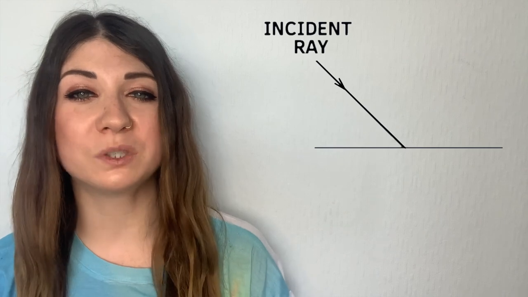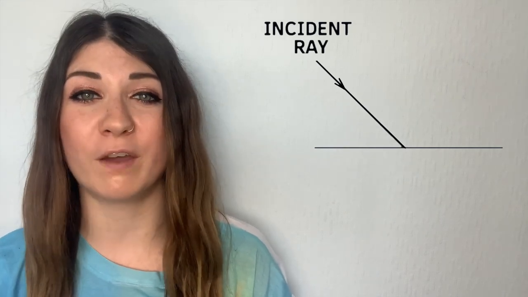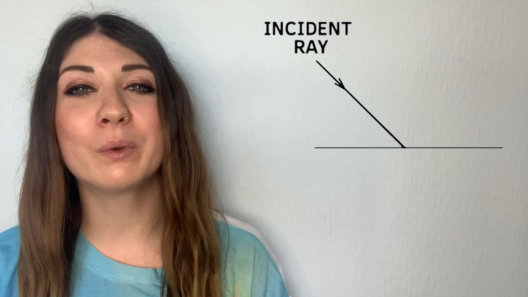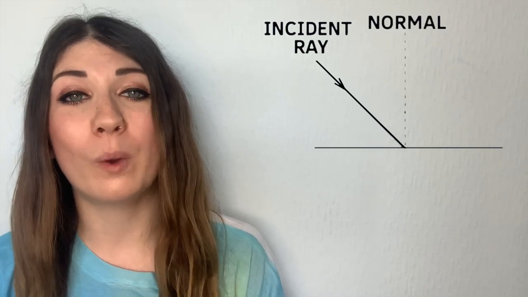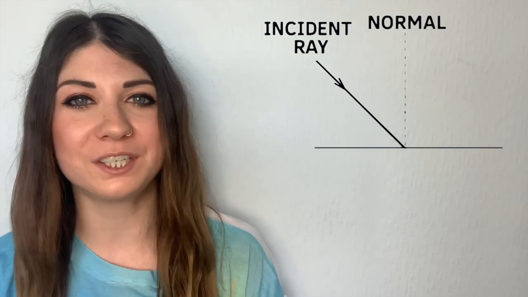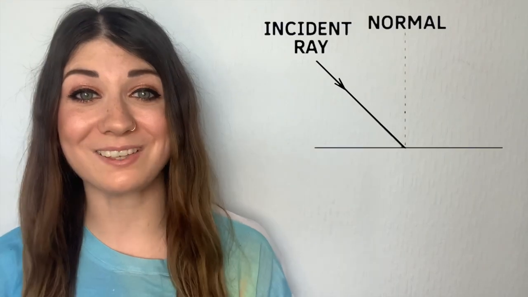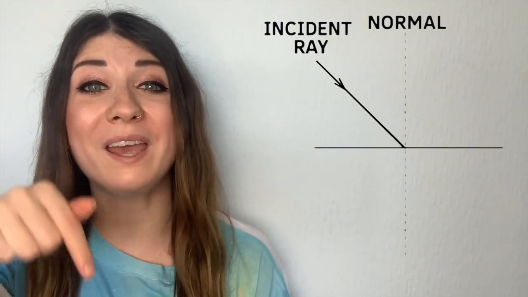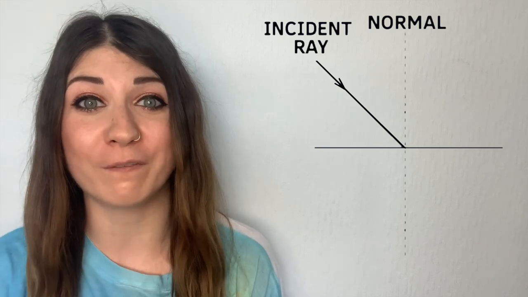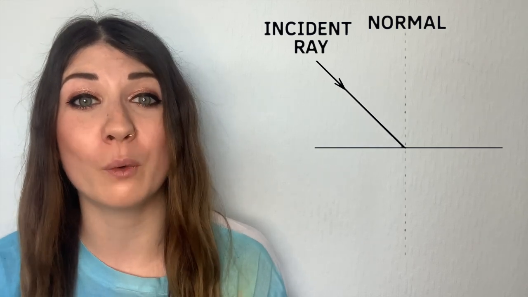So the light ray will still travel towards and hit the surface of another medium. And we can still draw the normal at this point where the light hits and at 90 degrees to the surface. But this time, we draw the normal all the way through to the other side of the surface because the light will travel through as well.